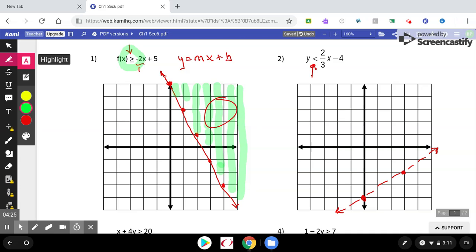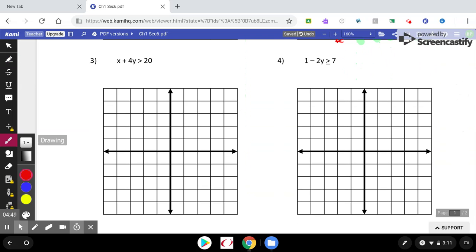So let's break out the highlighter again. And I'm going to ask you, less than. The y's are less than. So where are y's that are less than that line? They are underneath, smaller, down below. So all we got to do is shade down below. And that's it. We're done. So these are pretty easy. All right, number 3.